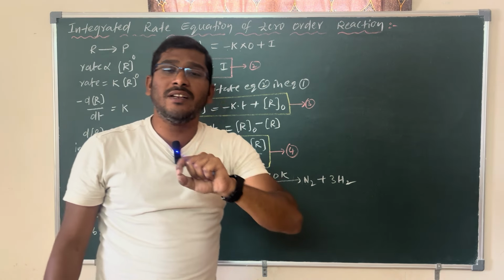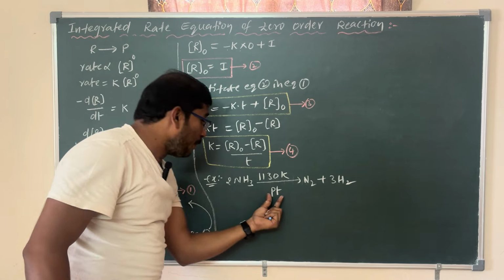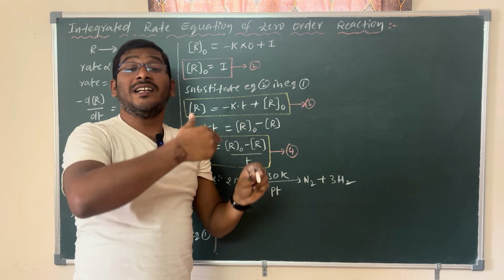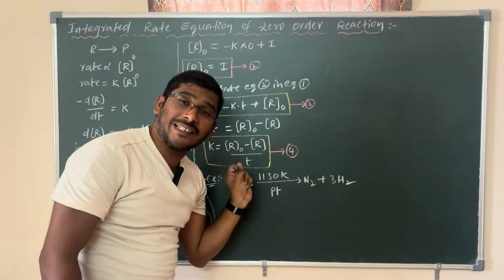The reaction in which the rate of reaction does not depend on the concentration of reactants. The rate becomes constant here. See here, the rate of reaction does not depend on ammonia. It depends on the surface of the catalyst. If the surface of the catalyst is more, the rate of reaction is also more. If the surface of the catalyst is less, the rate of reaction is also less. So that means the rate of reaction depends on the surface of the catalyst.